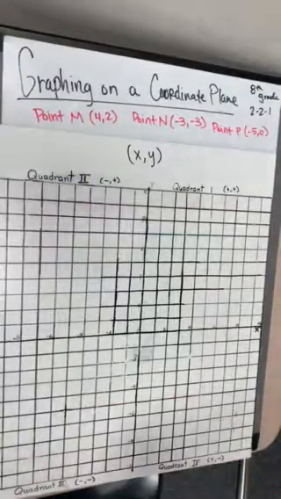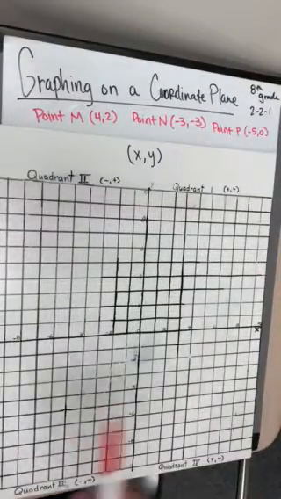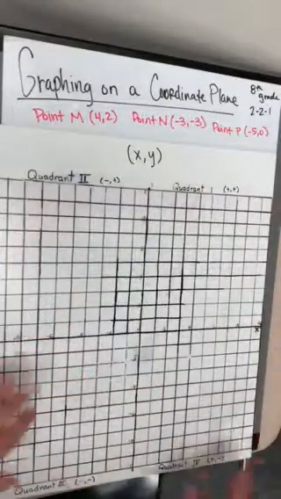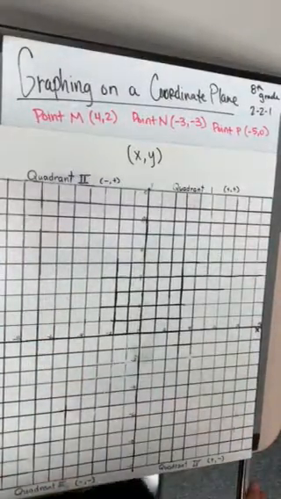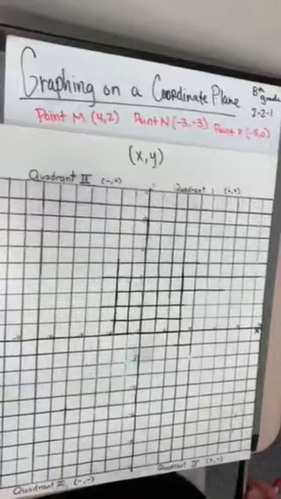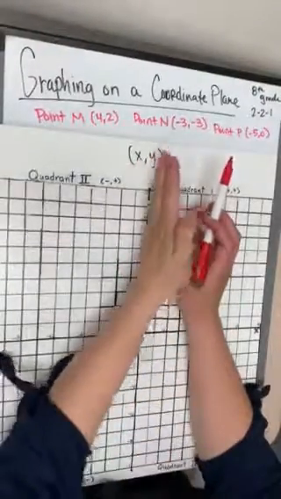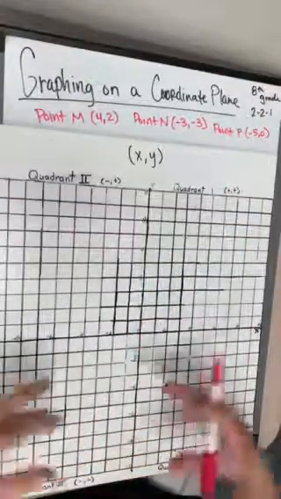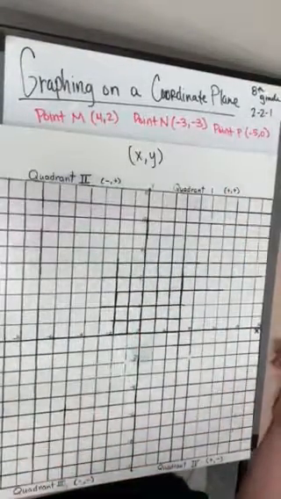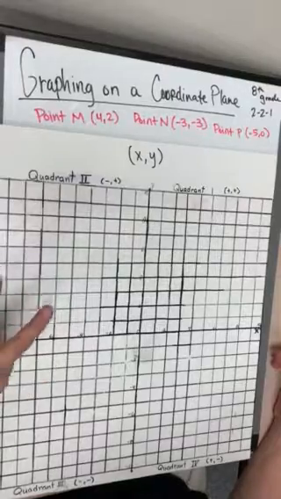Okay, chapter 2, section 2 is talking about graphing on a coordinate plane, and this is our coordinate plane. We talked a little bit in the last video about our ordered pairs and how they're always x and y. Now we're going to talk a little bit about the coordinate plane and how it's set up. It's really just two number lines.